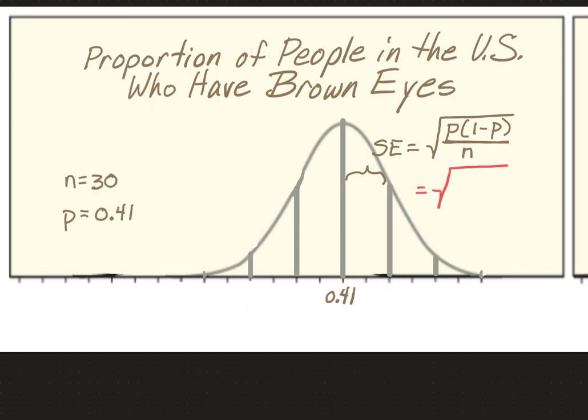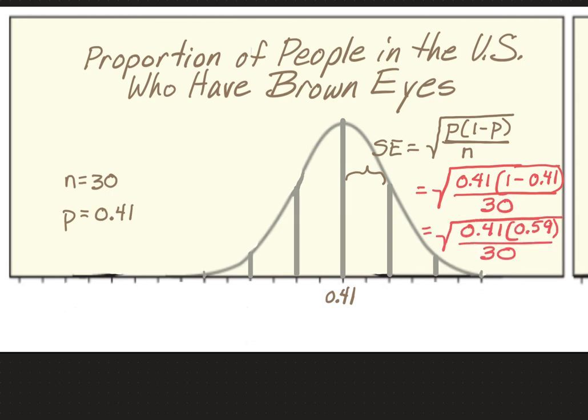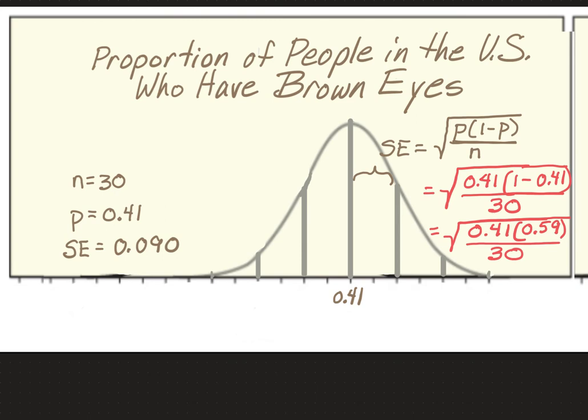the square root of our p value is 0. This is not a p value. Our proportion is 0.41. Do not make that mistake. Times 1 minus 0.41 divided by n, which is 30. And if we perform our calculations, we will get a standard error of 0.090. That would be the standard error of our sampling distribution.